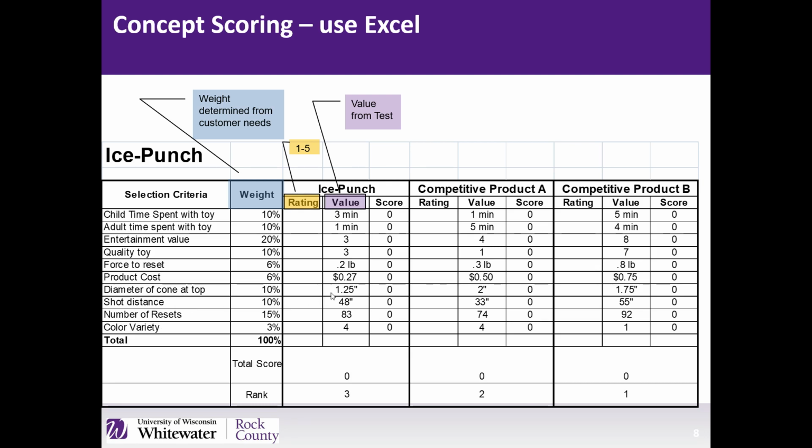Shot distance, we could look at the values there. The farther the better, right? 2 inches is great, so that's 5. Maybe this is 4 and this is 2 or something, right? We didn't get it as far as we wanted. So that's where the rating comes in.